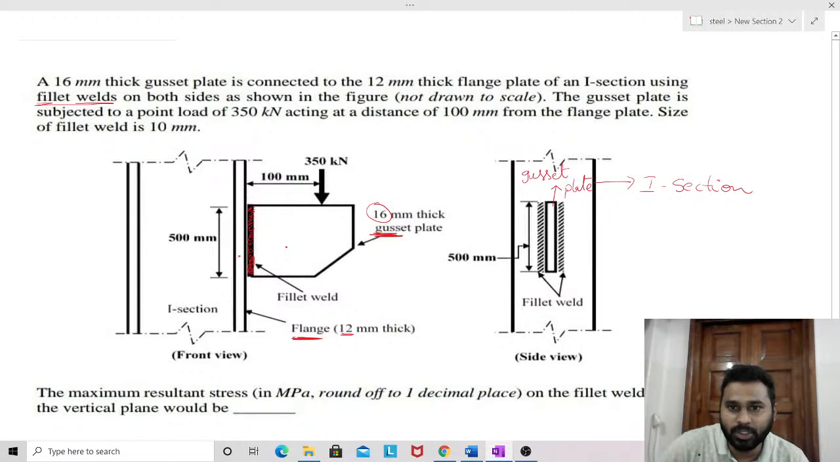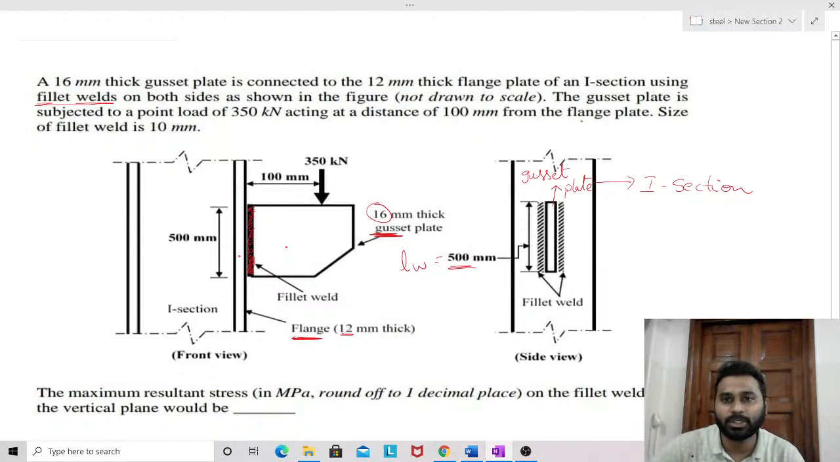As mentioned in the question, these two are the fillet welds present on either side of that gusset plate. Clear? The length of that fillet weld is mentioned as 500 mm. This is considered the length of the weld, which we can represent with L effective or LW. Clear? Let us proceed to the question.